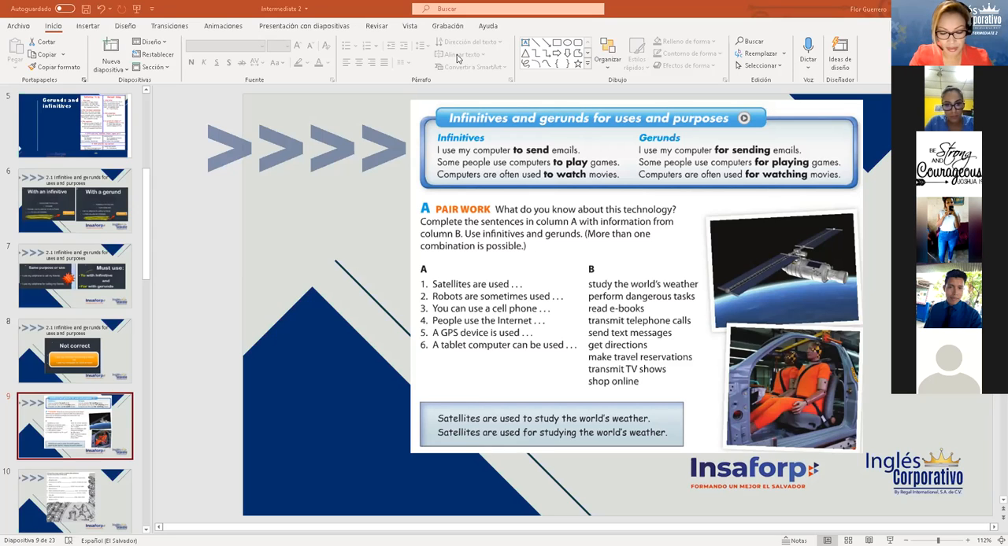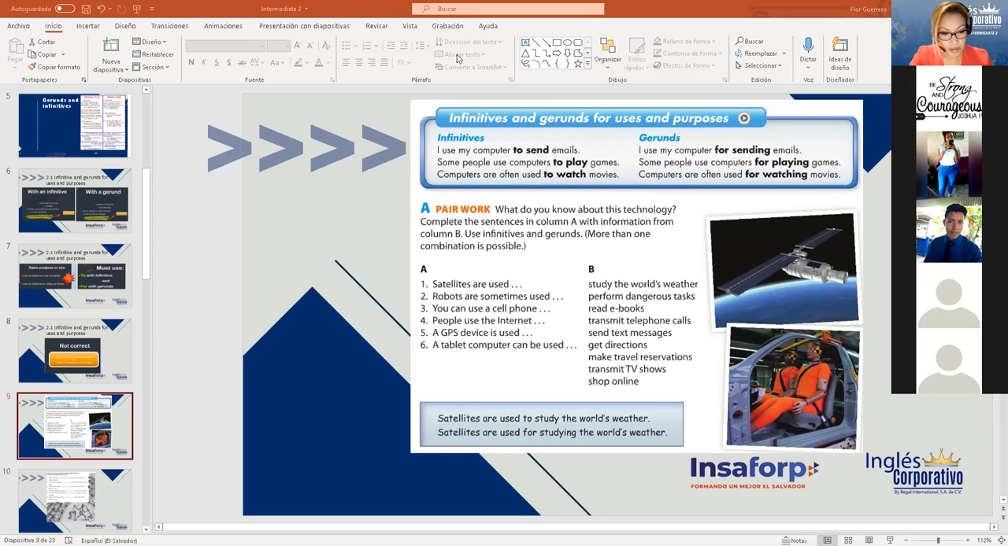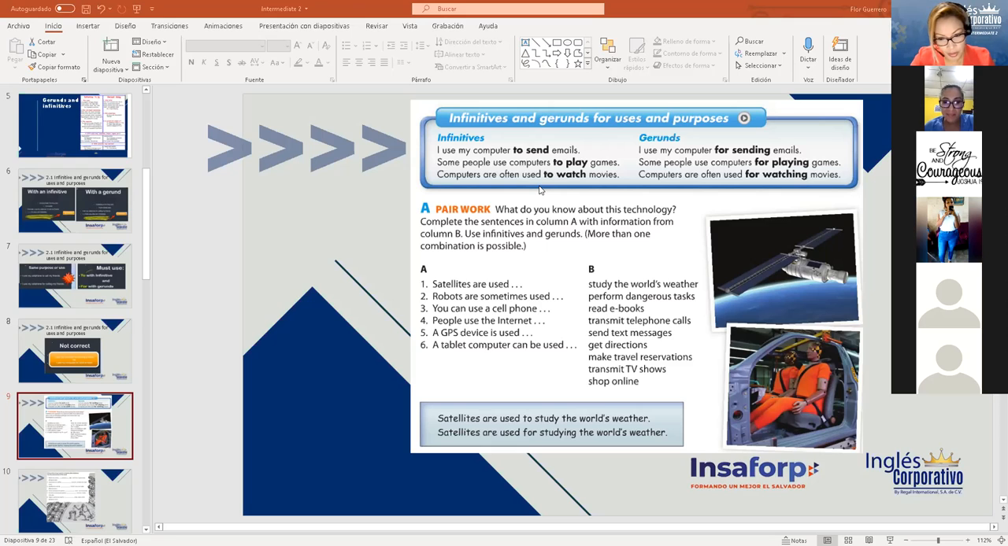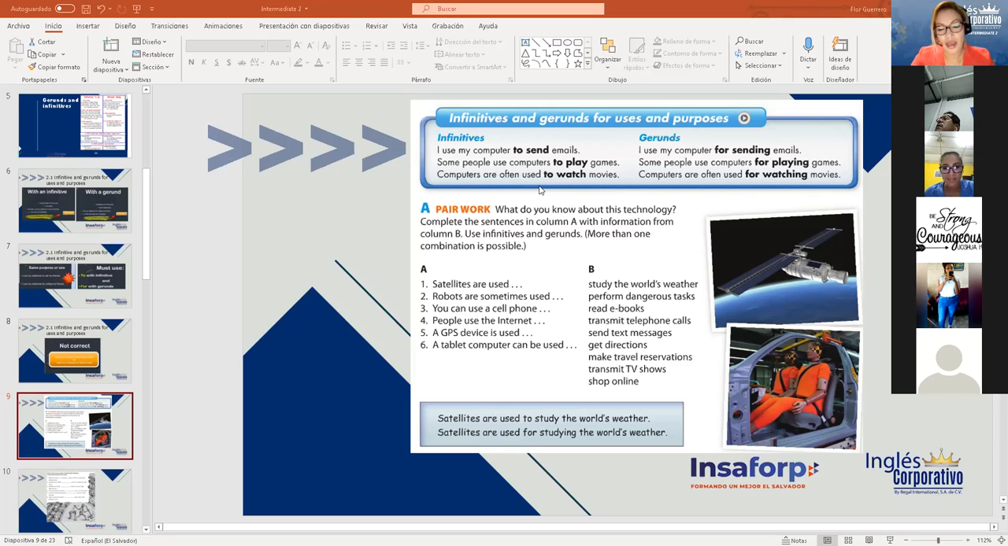Yes, Stephanie? People use the internet to shop online, or people use the internet for shopping online. Excellent. Both ways. Excellent. Anybody else? Me, teacher. Okay. GPS device is used to get directions. To get directions. Okay. Very good. To get directions. Anybody else? Me, teacher. Bureau can be used to make travel reservations. Okay, good job. Anybody else?